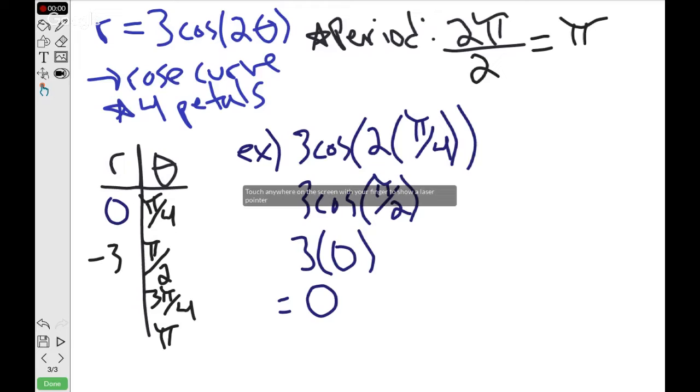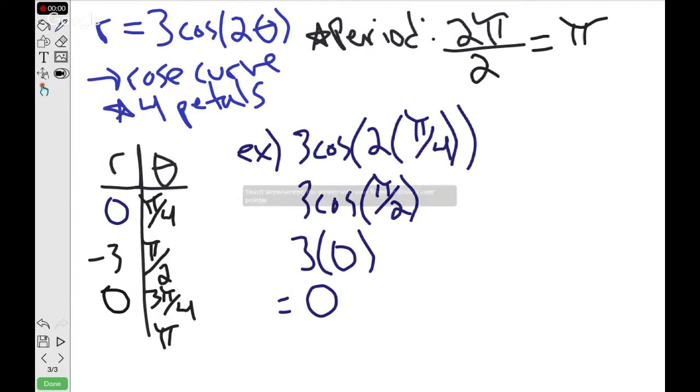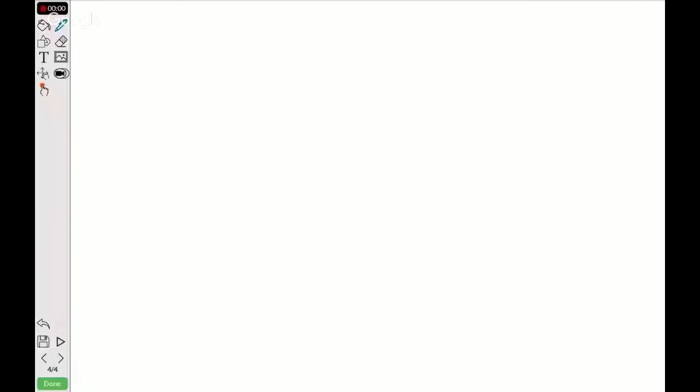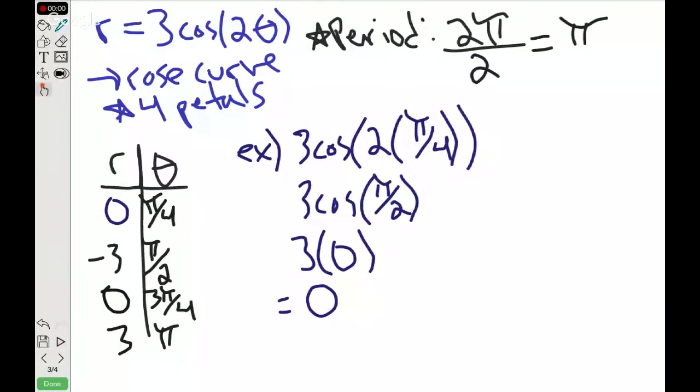If I plug in 3 pi over 4 here, I have 2 times 3 pi over 4, which is 3 pi over 2. Cosine of 3 pi over 2 is 0. And then if I take pi and put it in here, cosine of 2 pi is 1, so r is +3. So there's our couple points there. I'm going to graph it on the next page. Our max r value, as you could see in the table, is going to be 3, so I'm just going to draw some tick marks out to 3. And then I'm just going to go through and use these values here.